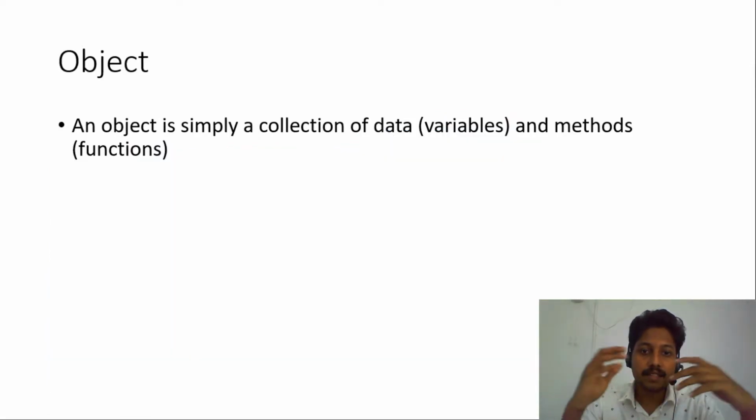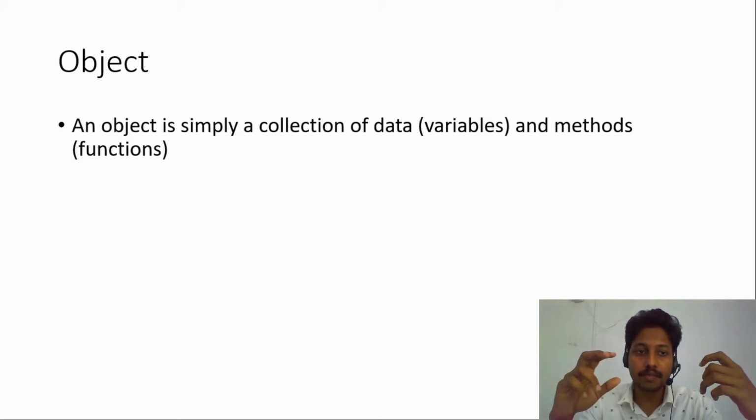Now let's consider an object. An object is simply a collection of data and methods. Okay, so we have already learned about classes. In a class there will be a blueprint, or a structure, for creating these variables and functions. But in objects there are specific values for variables and functions. I'll explain with an example.